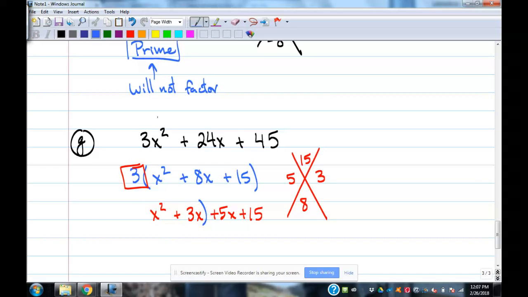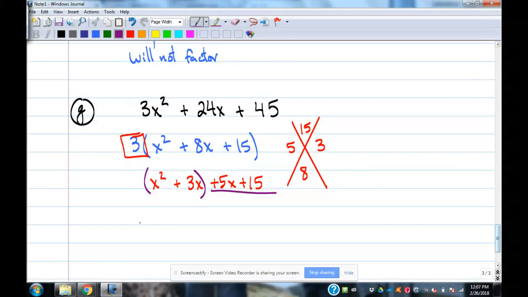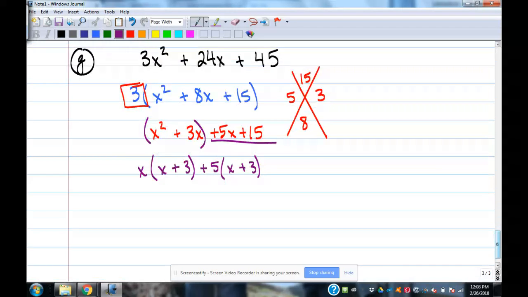Group the first two together. What's the GCF of x squared and 3x? X. What's left in parentheses? X plus 3. GCF of the second one. What's left in parentheses? X plus 3. What's the final factoring for this problem?